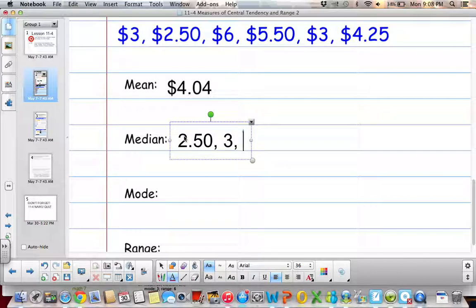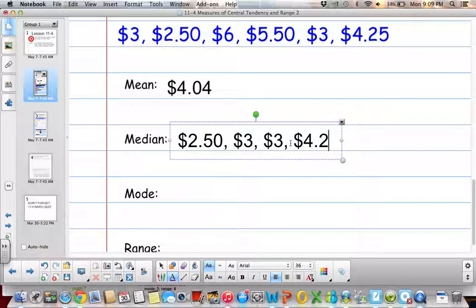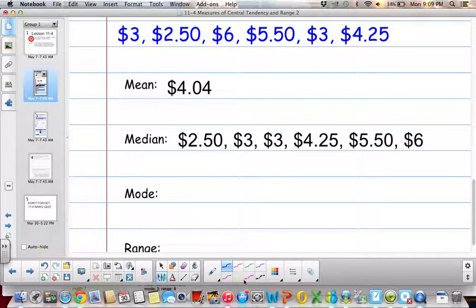So I know I'm supposed to have my dollar signs, but we'll put them on there to make this appropriate. Okay, so I have them lined up in order. So then I take my pen and I start crossing off from the outsides. So then it's between $3 and $4.25.